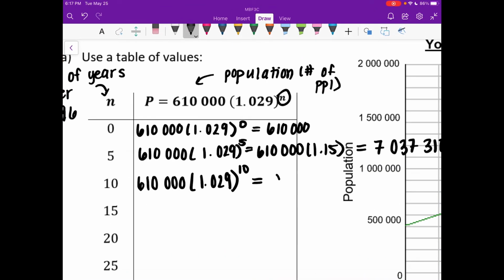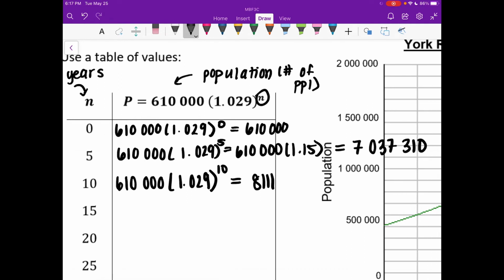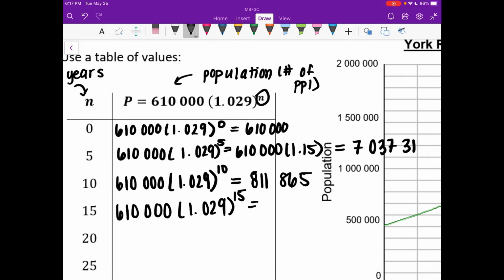So I'm going to round that up, so it's going to be 811,865. Same thing I'm going to do here: 1.029 to the power of 15. I'm going to go plug that all into my calculator. I'm just using my calculator beside me instead of the on-screen one because I personally find it easier to work with. And I get 936,614.